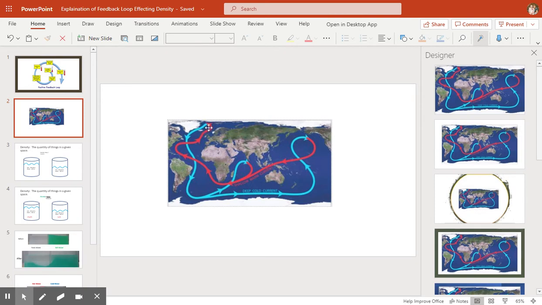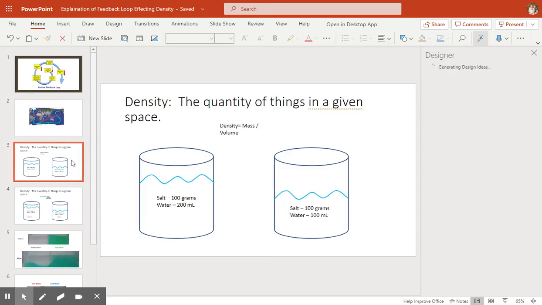Up here in the corner, because you're up by Greenland, you're up in the Arctic, the water gets very cold. When it freezes, it pulls the fresh water out of it, creating a very salty, cold water that will now go down to the bottom of the ocean because it's heavier. So remember, density is the quantity of things in a given space. So it's mass over volume.